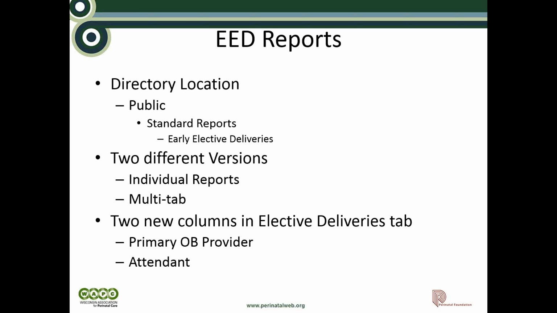Or you may find yourself using the multi-tab and working through it, and I'll show you what I would do to work through those things. Again, I'll review that. And then two new things we've added to the Early Elective Delivery tab: two additional columns. One is primary OB provider, and the other is the attendant. These were requested by the data committee as something that would be very nice to have in these reports, so you can work with the individuals if for whatever reason you need to do so.